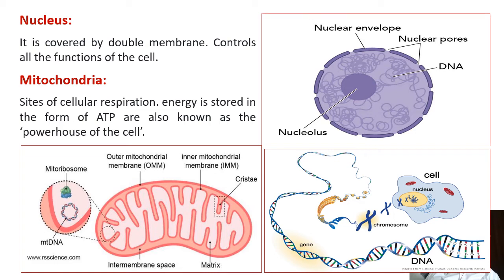The second organelle is the mitochondria, that is the powerhouse. It is a double membrane structure. Its inner membrane is projected into numerous finger-like projections called cristae. It is a site of cellular respiration, and energy is stored in the form of ATP, and it is also known as the powerhouse of the cell. Mitochondria have their own DNA and ribosomes, and hence mitochondria can produce their own protein.